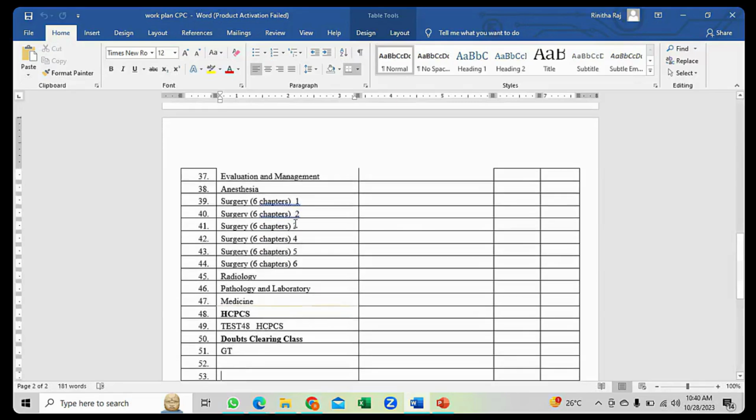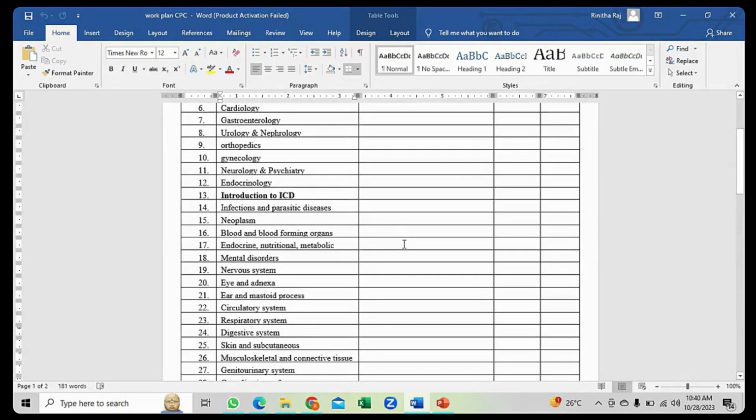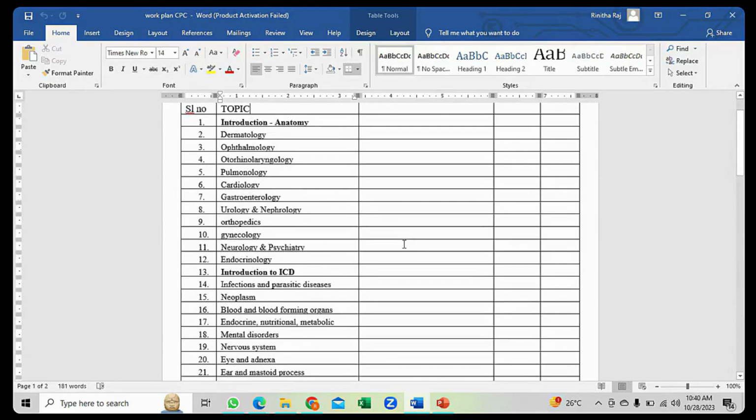Then finally we have one book for supplied materials and other services, like certain injection procedures. For that we will use HCPCS. HCPCS is the Healthcare Common Procedure Coding System. With that, we will be completing our CPC training. So these are the topics which we are covering in our CPC training.